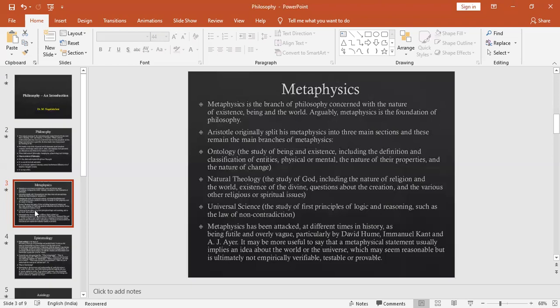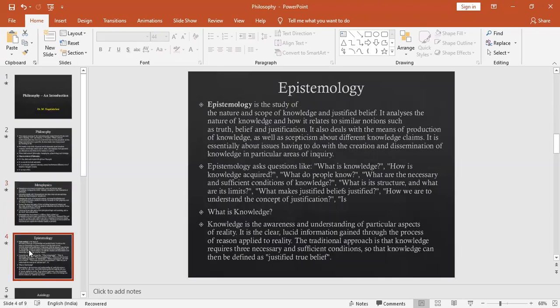We'll see later. Now the second broad area of philosophy is epistemology, right? Epistemology is the study of the nature and scope of knowledge and justified belief. It analyzes the nature of knowledge and how it relates to similar notions such as truth, belief, and justification. It also deals with the means of production of knowledge as well as skepticism about different knowledge claims. It is essentially about issues having to do with the creation and dissemination of knowledge in particular areas of inquiry.